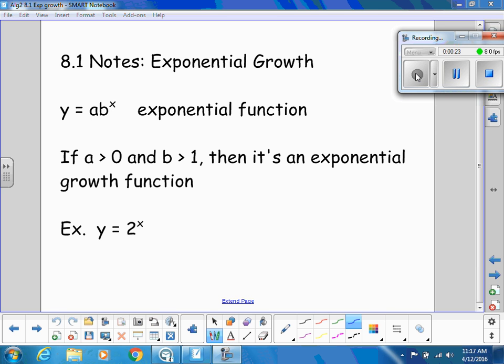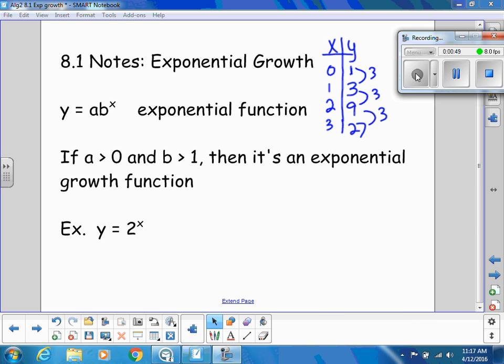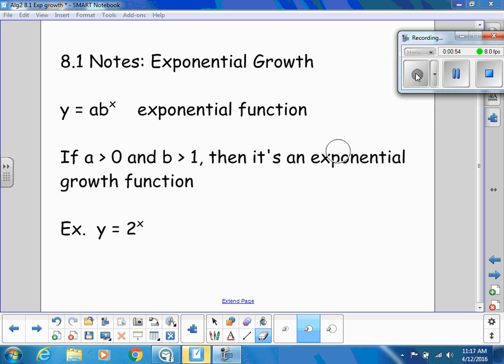Just a reminder from Algebra 1, when we had these tables and we had something like this, the pattern that we found was that each time we were multiplying by 3. All right, that would be an example of an exponential growth function. Right? And lots of things can model that. Money models that, populations model exponential growth. So there's lots of incentives for us to study exponential functions.